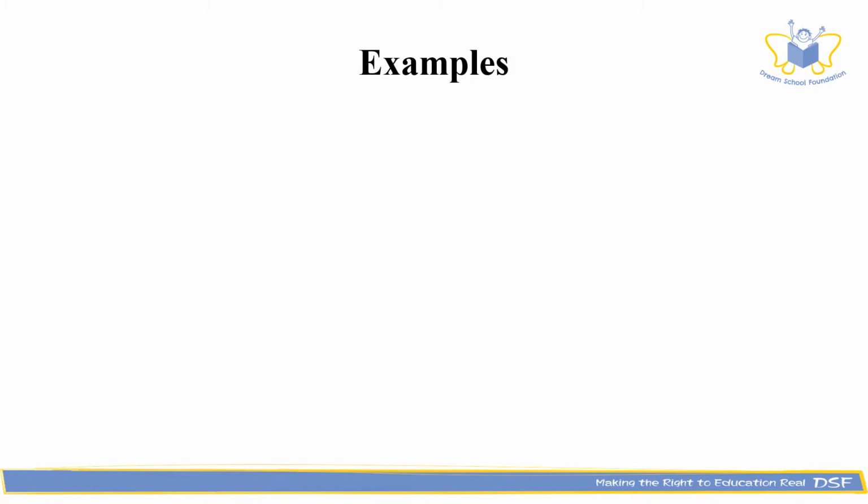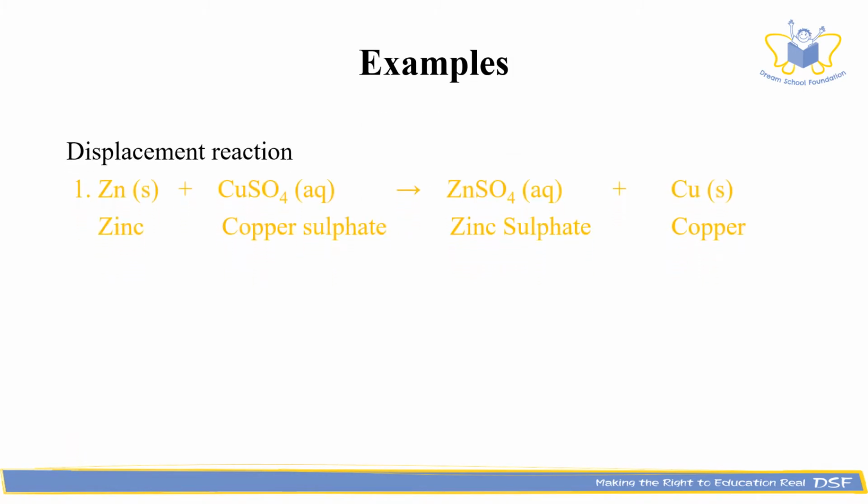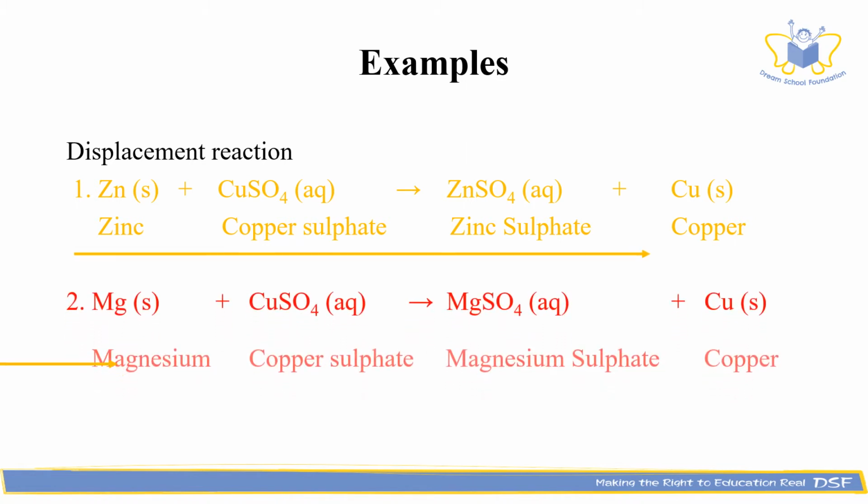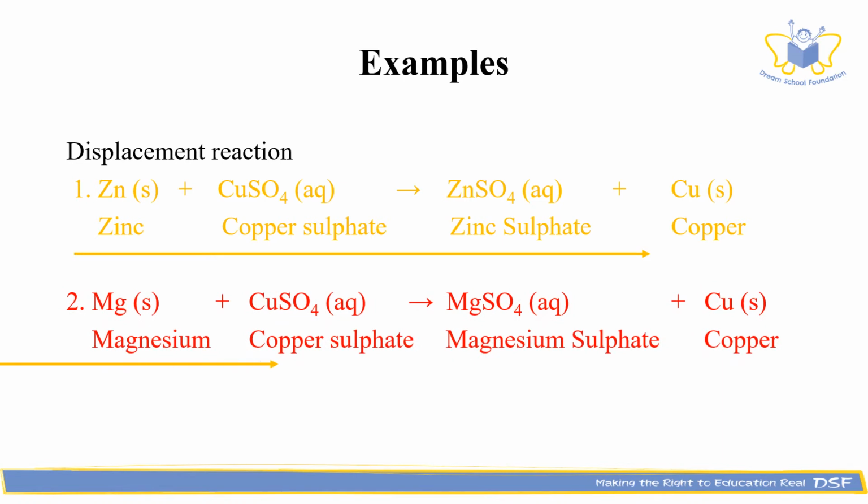An example for single displacement reaction: zinc is more reactive than copper. Hence, it displaces copper from copper sulfate and forms zinc sulfate. Similarly, magnesium is more reactive than copper and hence magnesium sulfate is formed. We will learn more about the reactivity of metals in chapter 3, metals and nonmetals.